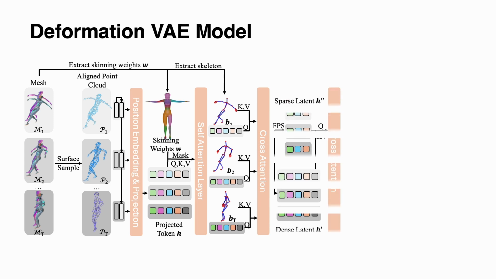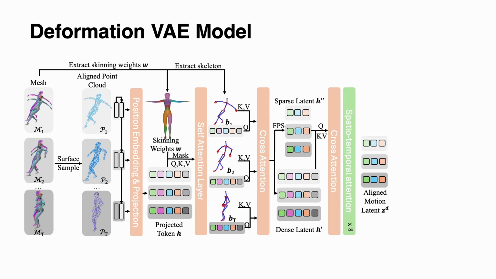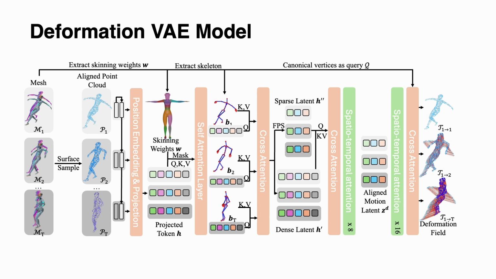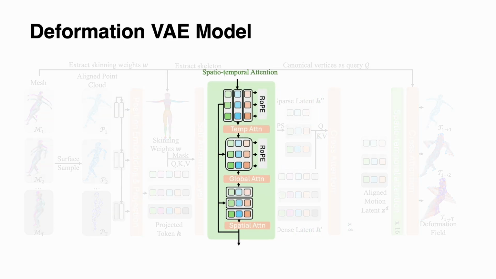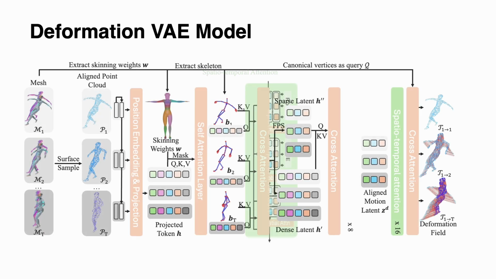Then, a farthest point sampling, FPS, at spatial dimension is performed to compress the latent, followed by 8 layers of spatiotemporal attention. The deformation field is decoded by layers of spatiotemporal attention, followed by a cross-attention where canonical vertices serve as query points. Each of our spatiotemporal attention layers sequentially performs temporal attention, global attention, and spatial attention.